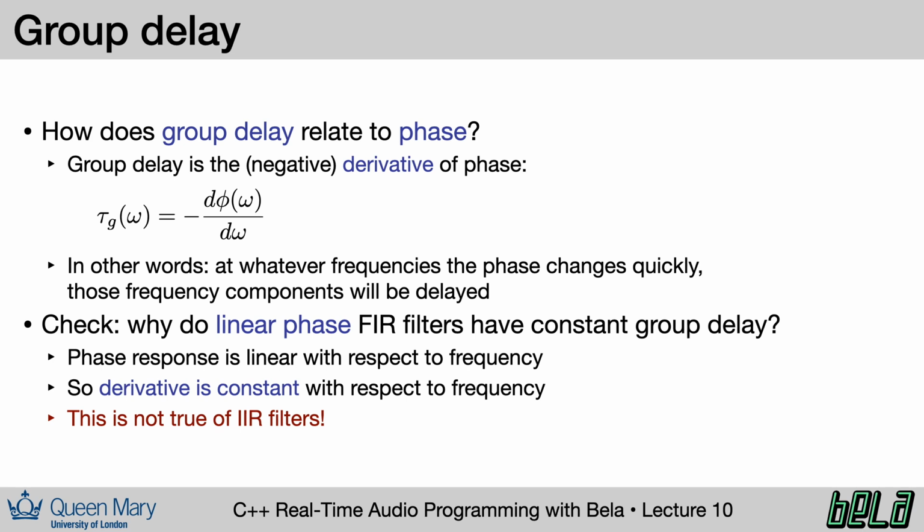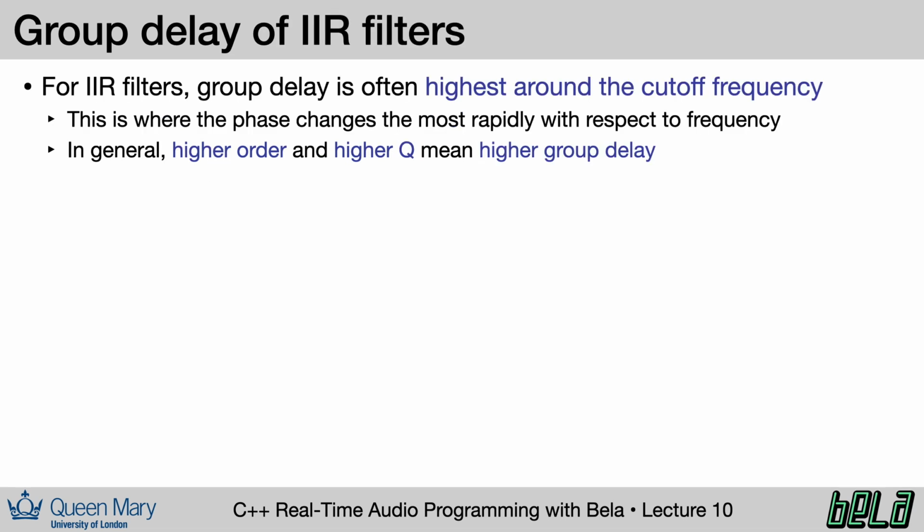Now, it's important to emphasize that this quality of linear phase is never true of IIR filters. With IIR filters, which includes all the types of filters that emulate analog circuits, we'll always have the highest group delay around the cutoff or center frequency, because this is the place where the phase is changing the most rapidly.